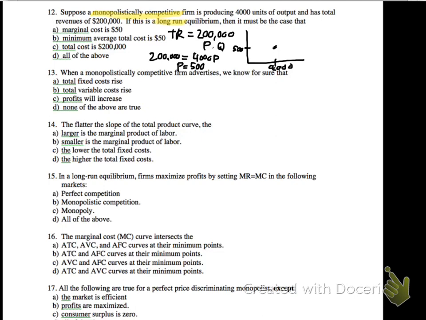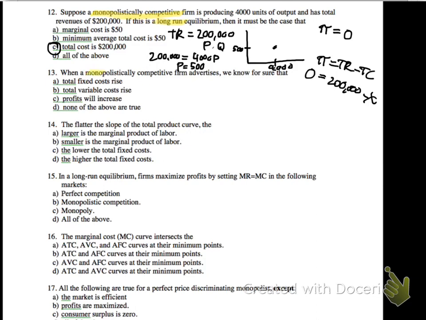The long run equilibrium means that profits are zero for a monopolistic competitive firm. So what's the case where we have profit equals zero? We can take a look real quick. Profits are total revenue minus total costs, and total revenue is 200,000, and we want this to equal 0, that means total cost, which is X, has to be 200,000, so that would be answer C.